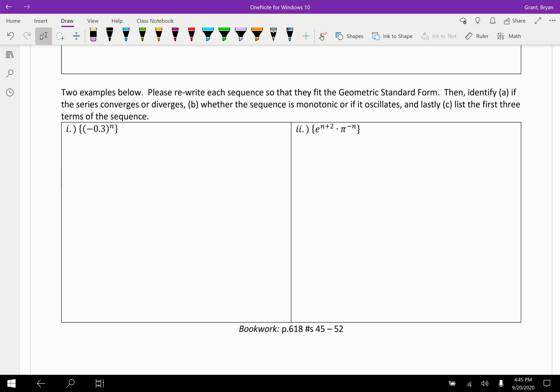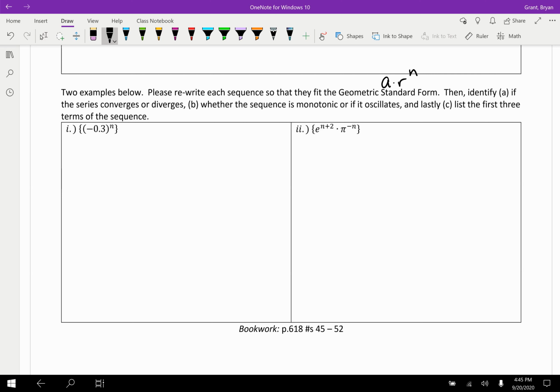We're going to start by rewriting the sequence so it fits that geometric standard form, that a times r to the nth power. And then we're going to identify if the sequence converges or diverges, whether the sequence is monotonic or if it oscillates. And then lastly, we're going to list the first three terms of the sequence.